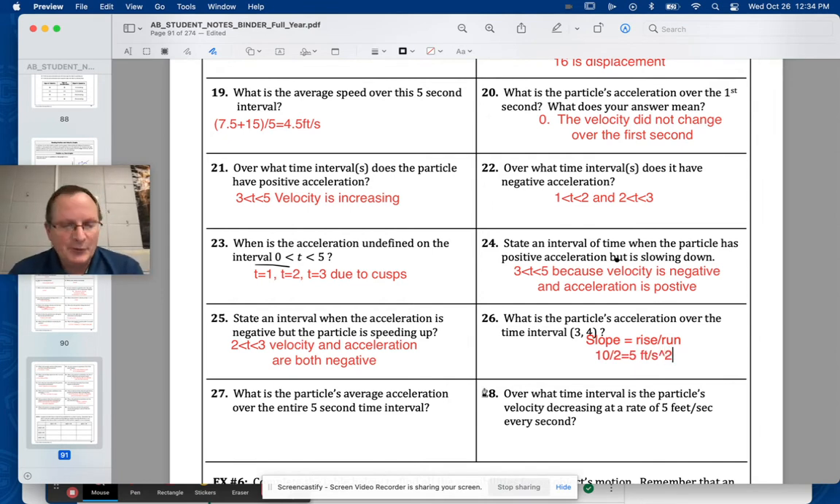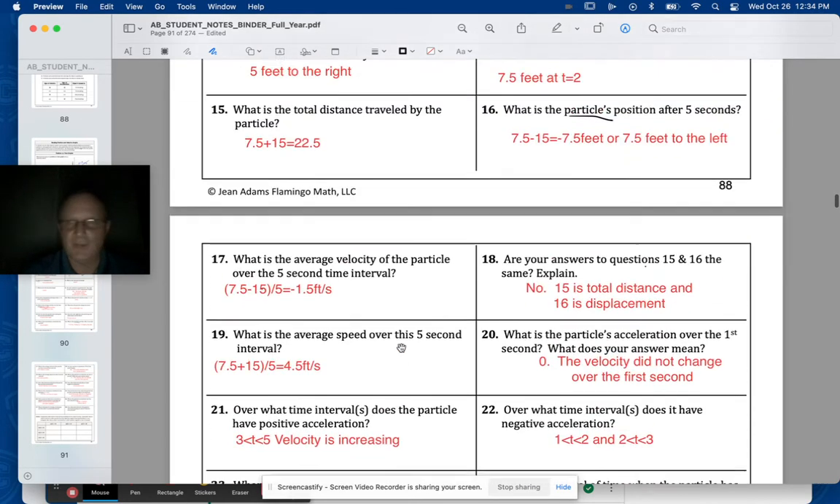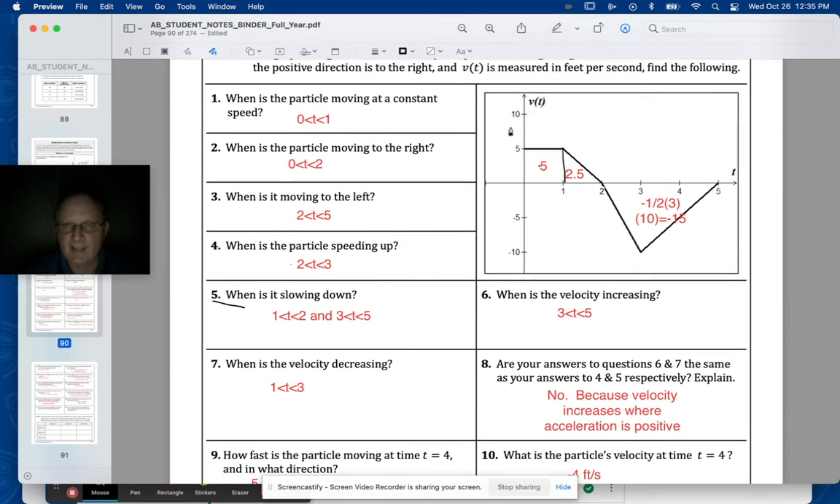What's the particle's average acceleration over the entire 5-second time interval? On this one, it's old school slope. If it asks you for the average of the derivative, it's asking you to calculate the slope. So I need to find the old school slope from 0 to 5. This is x1, y1, x2, y2. We started at 0, 5.